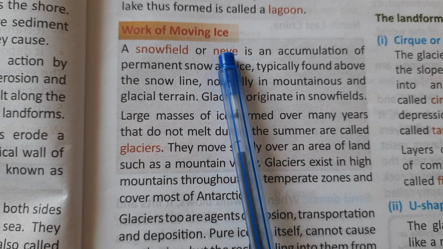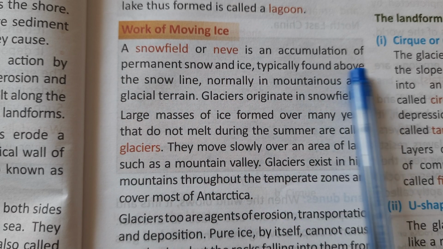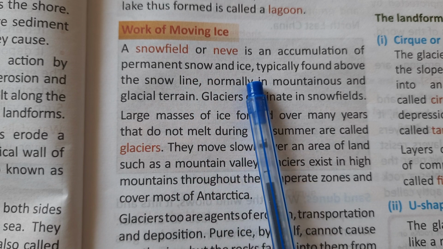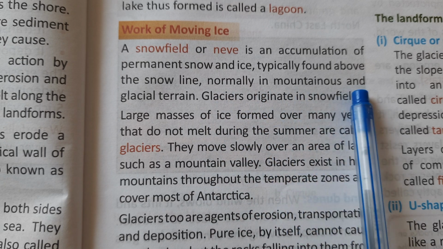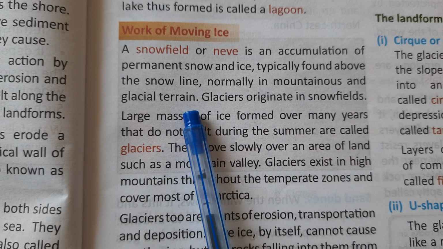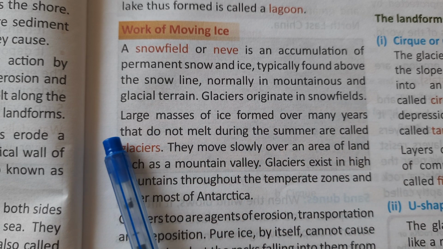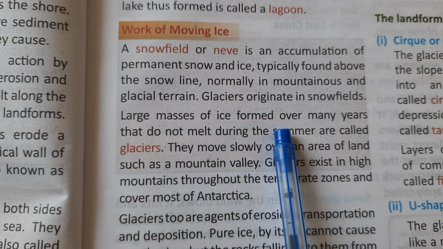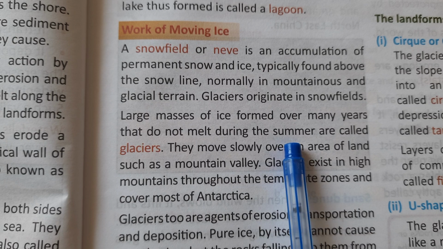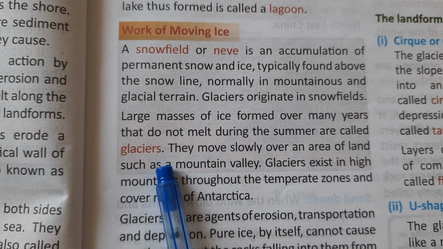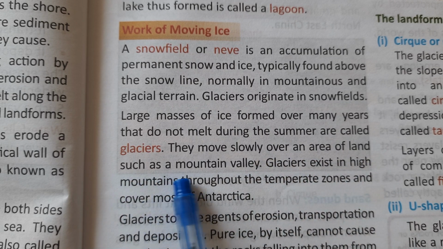Work of moving ice. A snowfield or neve is an accumulation of permanent snow and ice typically found above the snow line, normally in mountainous and glacial terrain. Glaciers originate in snowfields. Large masses of ice formed over many years that do not melt during the summer are called glaciers. They move slowly over an area of land such as a mountain valley.